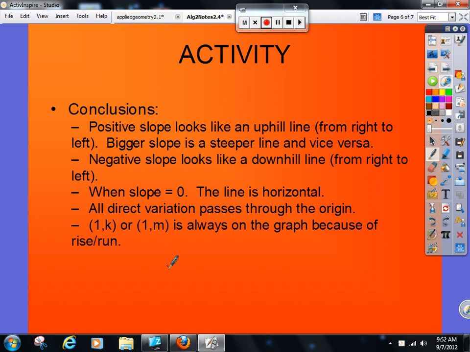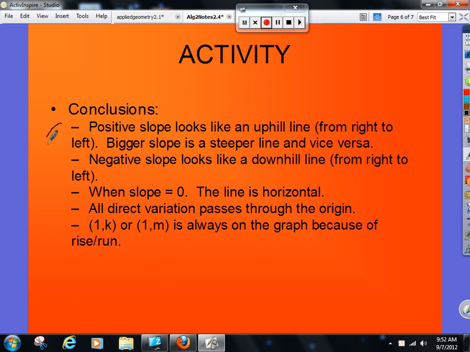We are going to do an activity in class. These are the important notes you should get after we do this activity, okay? When you graph lines, and you should have all this from your algebra days, positive slope looks like an uphill line. And the bigger the slope, when I say bigger, like the larger the number, the steeper the line. So this slope here has a much bigger number or value than this slope because this is steeper. So that will be a larger number. And it's definitely going to be positive because it's uphill.